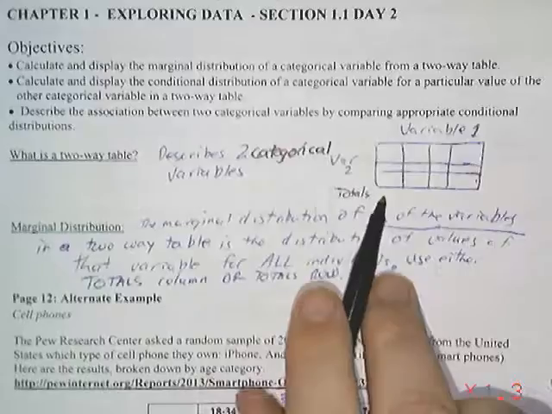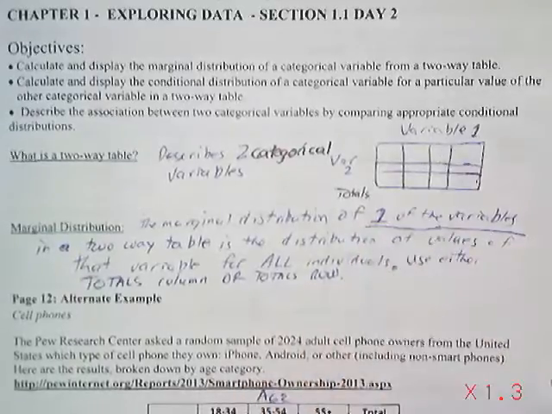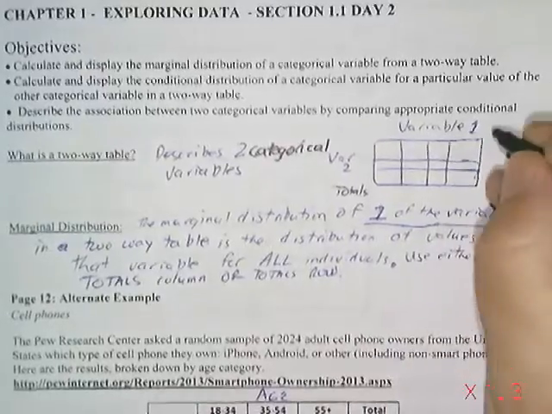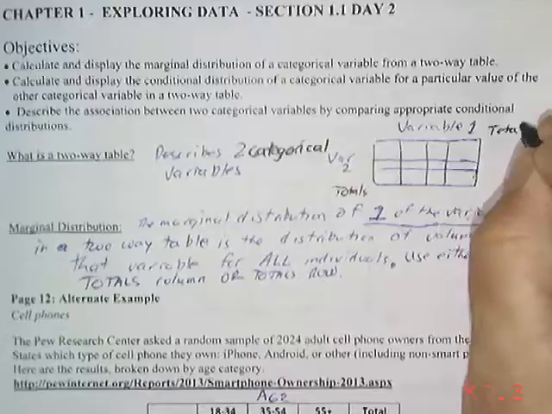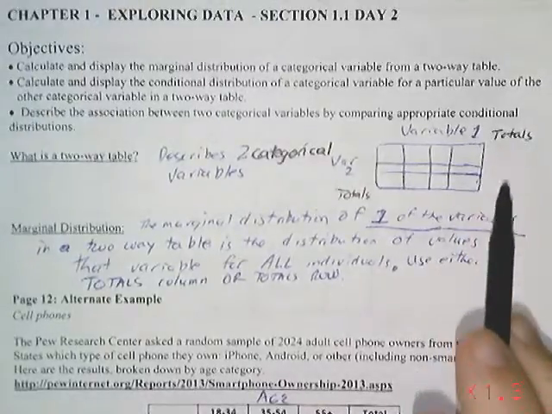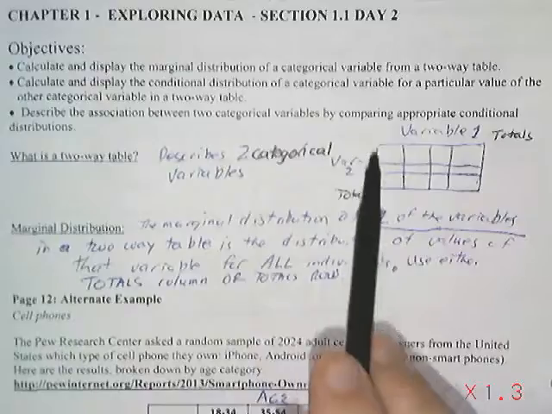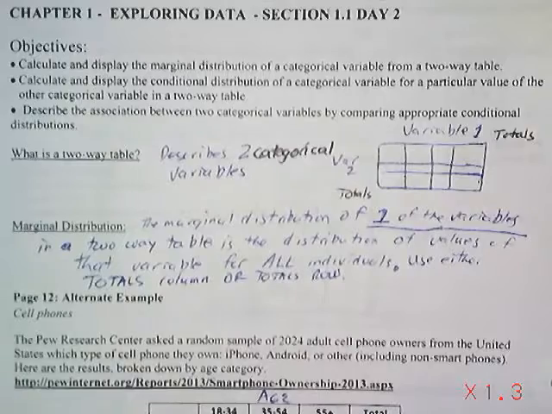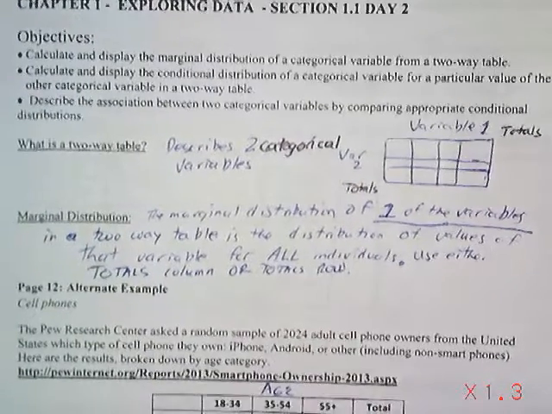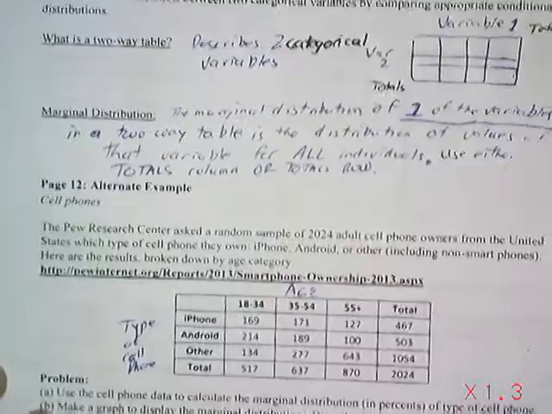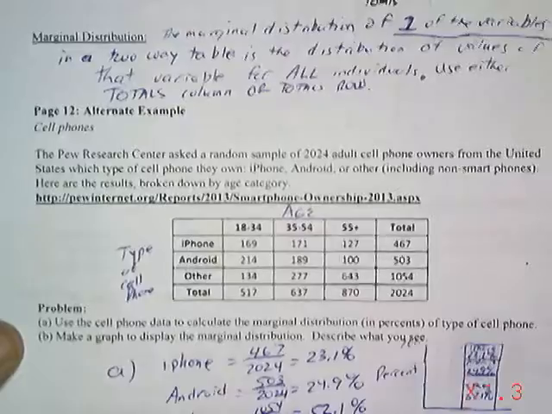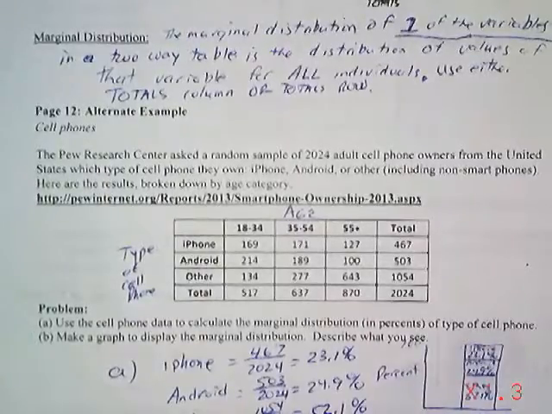Cell phones. The Pew Research Center asked a sample of 2024 adult cell phone owners from the United States which type of cell phone they own: Android, iPhone, or other, including non-smartphones. Here are the results broken down by age category. So you can see there are two categorical variables. A lot of times age is a quantitative variable, but in this case it is categorical because we're putting people into labeled categories like 18 to 34, 35 to 54, 55 plus. And then type of cell phone is the other variable here.